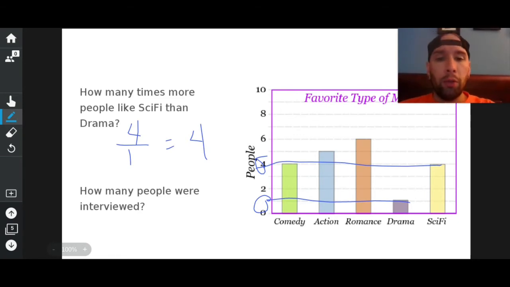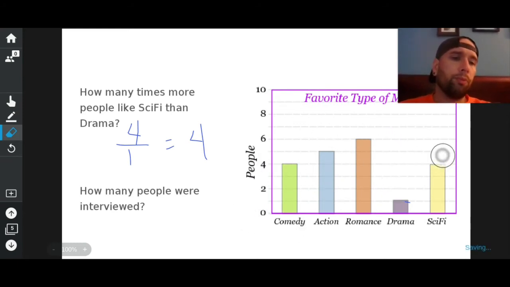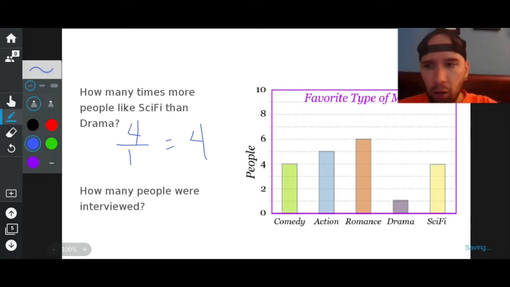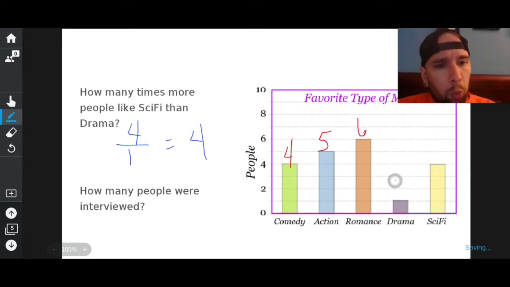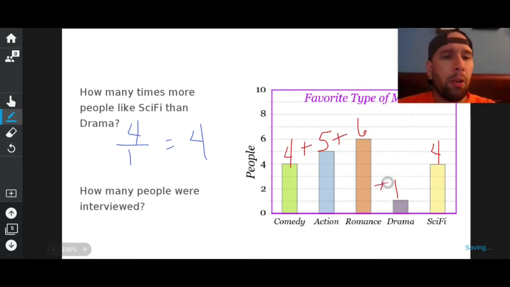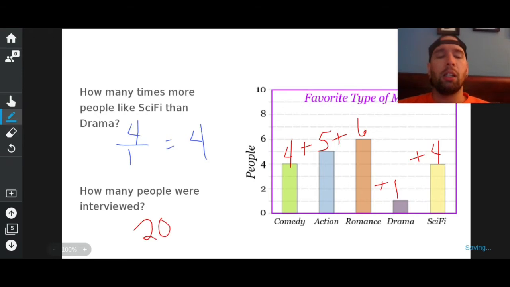How many people were interviewed? Well, let's take everything and add it all up. Comedy looks like to be 4. Action is 5. We know that. Romance is 6. Drama is 1. And sci-fi is 4. So 4 plus 5 plus 6 plus 1 plus 4. 4 plus 5 is 9. 9 plus 6 is 15. 15 plus 1 is 16. 16 plus 4 is 20. 20 people were interviewed.